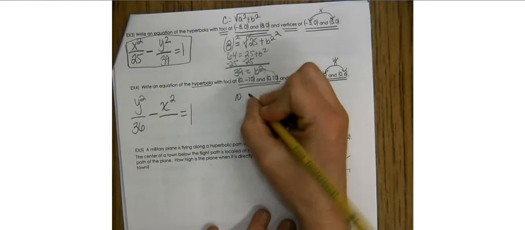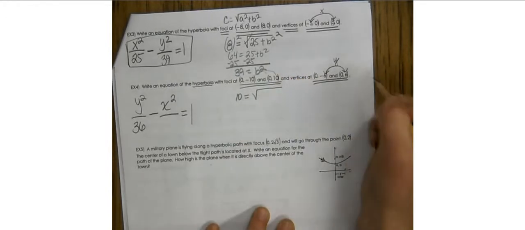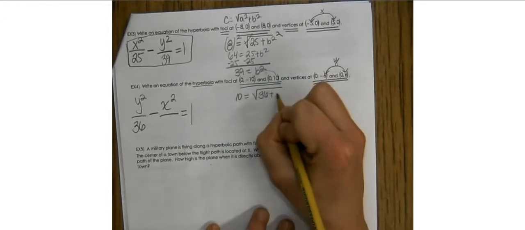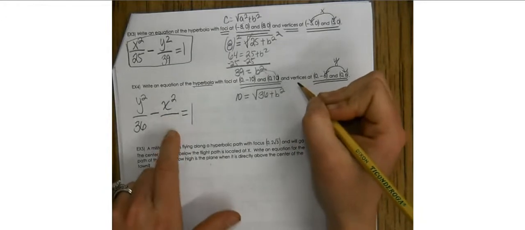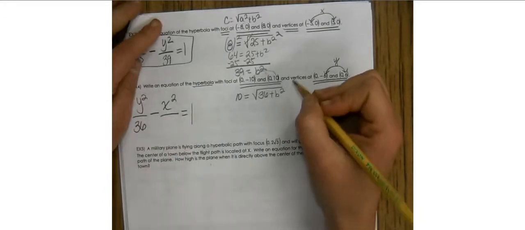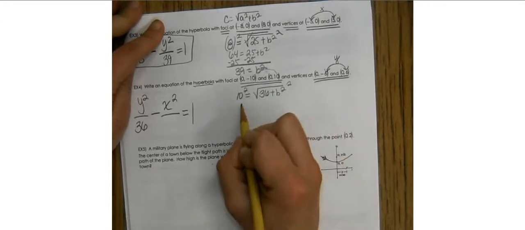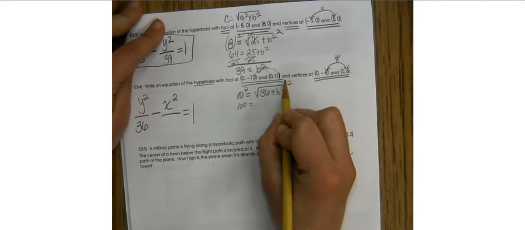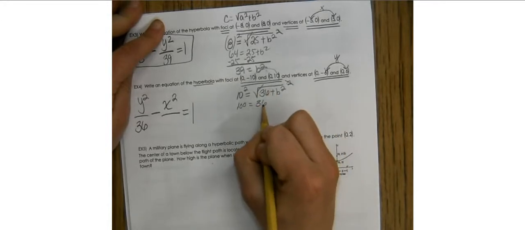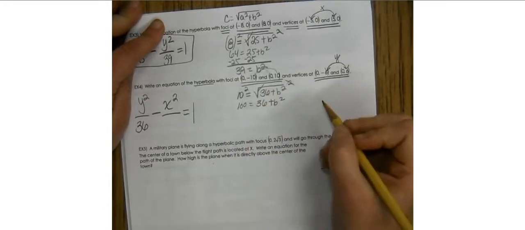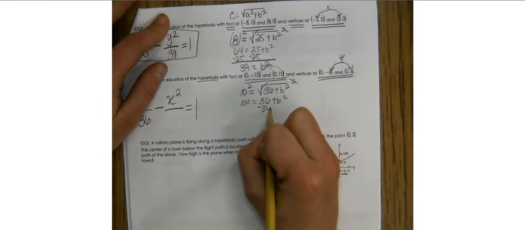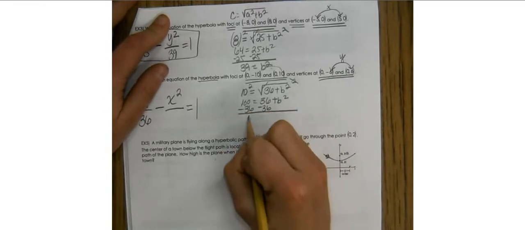So I'm just going to use 10 is equal to the square root of 36 plus b squared. And whatever that is is going to go into the blank below the x squared. I'm going to start by squaring both sides, and when I do that, I end up with 100 is equal to, well, the square eliminates the square root, leaving us with 36 plus b squared. I'm going to subtract 36 on both sides, and I end up with 64 is equal to b squared. So 64 is going to go below x squared, and this is my equation.